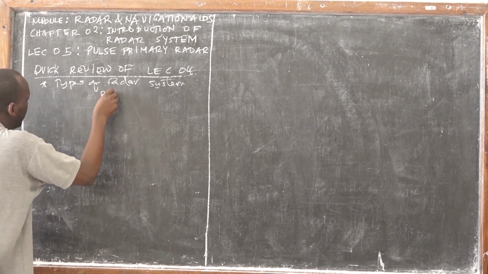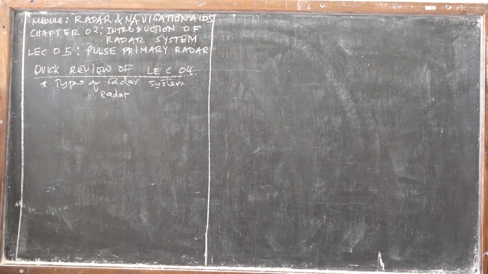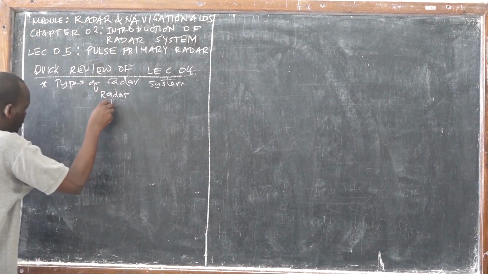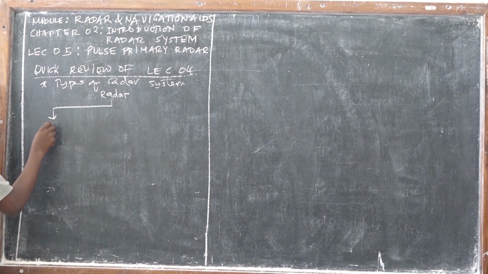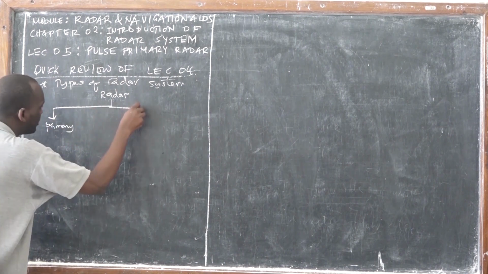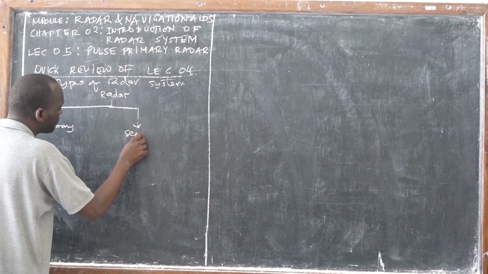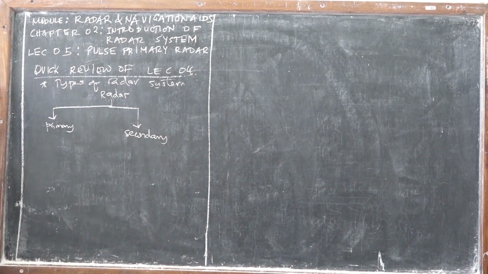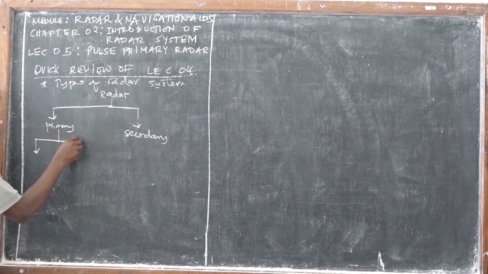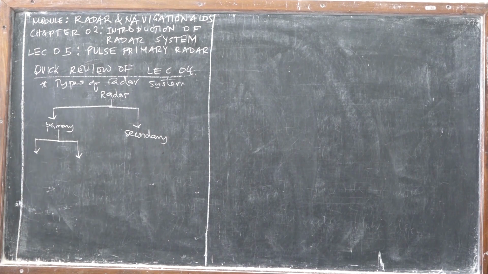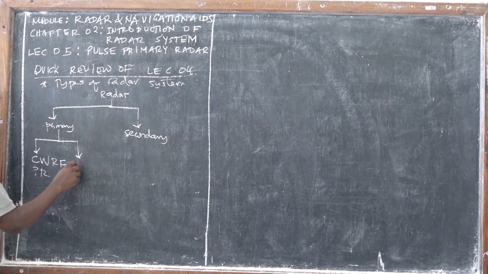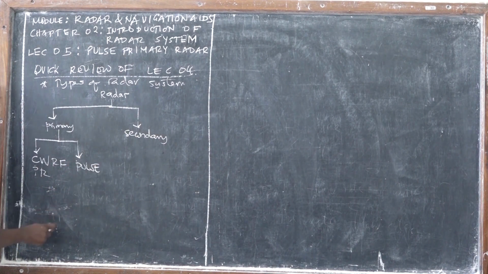Then we said that in telecommunication engineering, or in the radar system, we have two types of radar. The first one is called the primary radar system. The second one is called the secondary radar system. Then we discussed the two types of primary radar. The first one is continuous wave radio frequency primary radar. And the other one is pulse radio frequency primary radar.